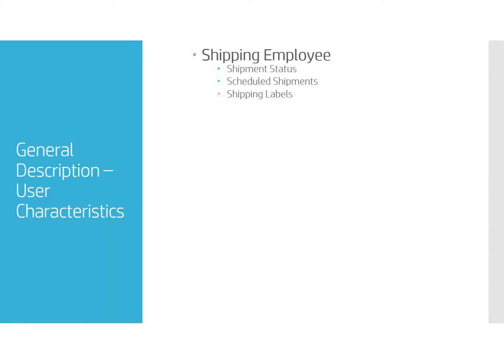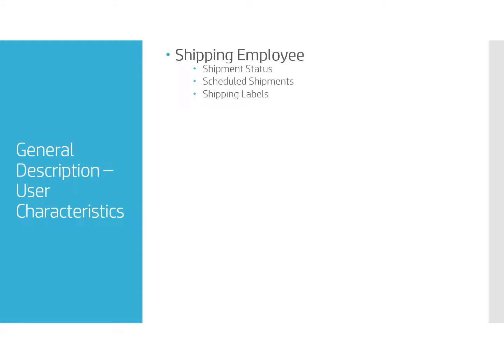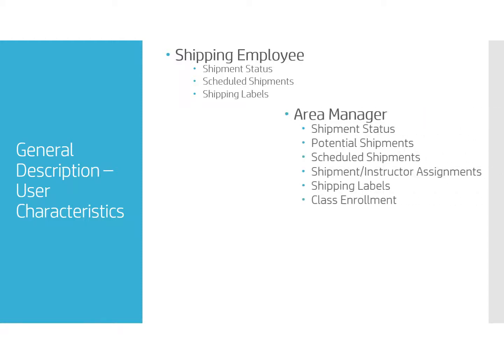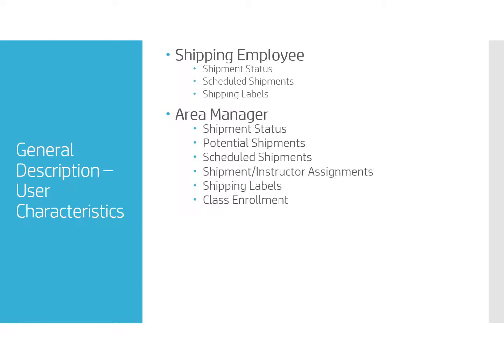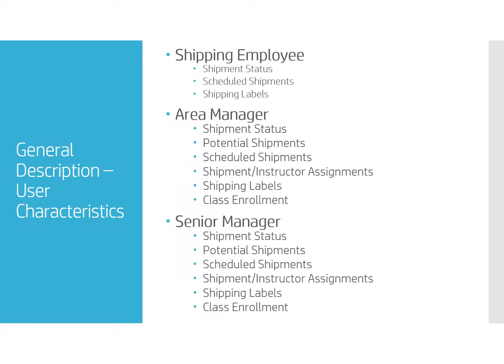There are 3 users that have been identified as the main users of this system. The first is the shipping employee, who will work with tracking the supplies, scheduling the shipments, and creating return shipping labels. The second is the area manager, who will work with all of the functions within the shipping system. And this is followed by the senior manager, who will also work with all of the functions within the system.